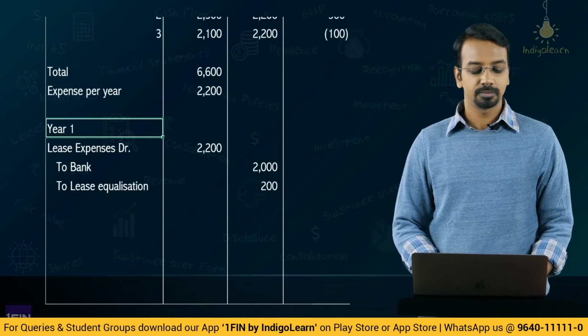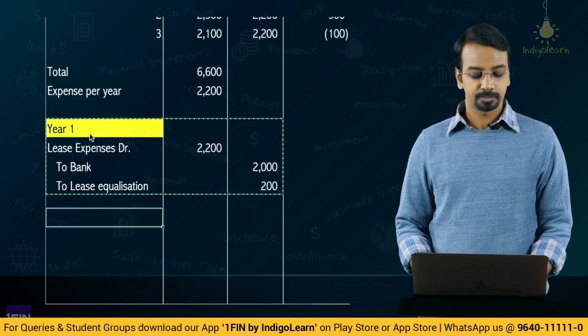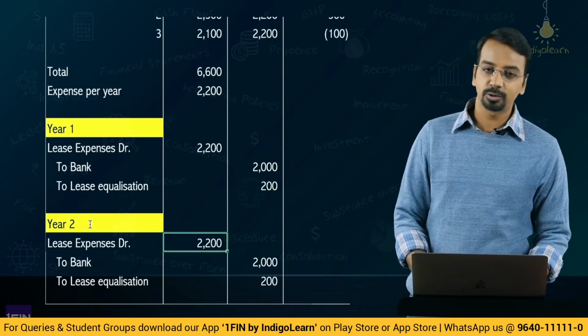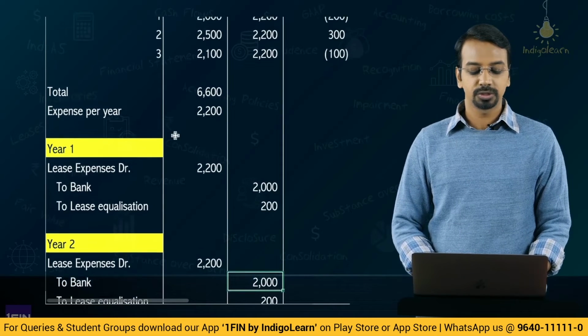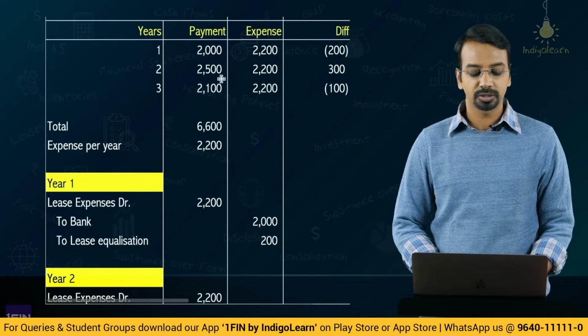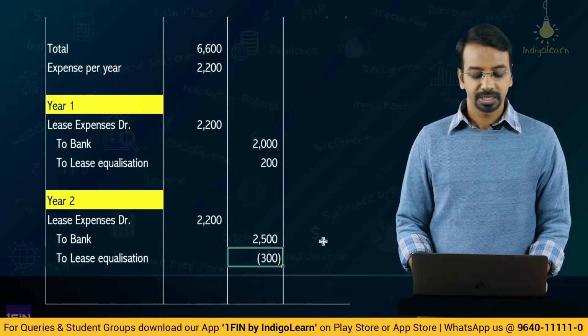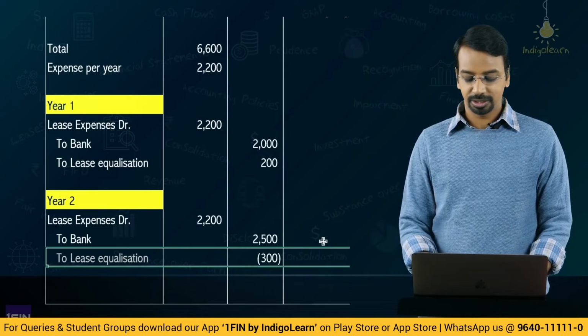Now this is year 1. Now what happens in year 2? In year 2, lease expense will remain 2200. To bank, if you see, is how much? To bank, if you see, is 2500. So 2500 means there is no credit to lease equalization. So this part goes off.